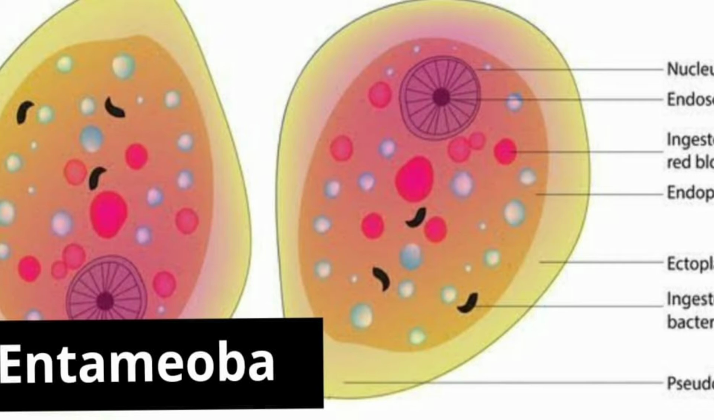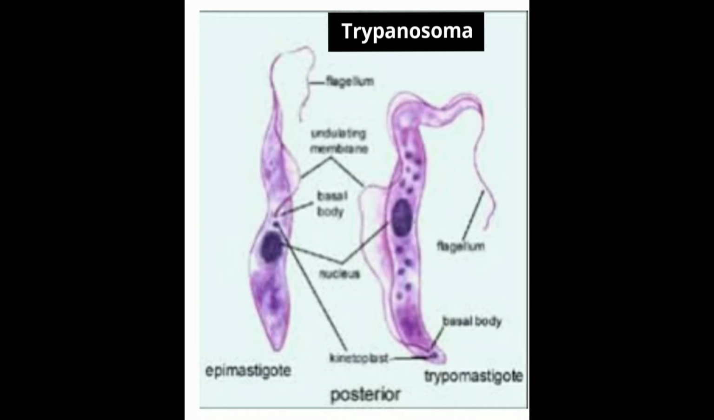And this one is Entamoeba. It comes under amoeboid protozoans. It has a characteristic cartwheel-shaped nucleus and it causes amoebic dysentery. This is a flagellated protozoan called Trypanosoma gambiense, which causes African sleeping sickness. Here the flagella will be fused with the body membrane.